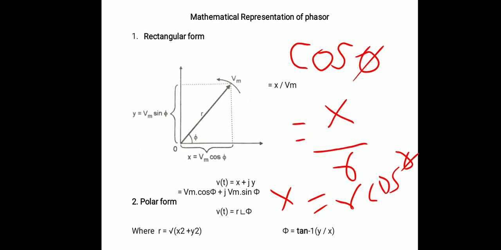r is equal to the square root of x square plus y square, which is determined with the help of a right angle triangle. Okay, and what is the value of theta? We first can write tan theta is equal to y by x, and then theta is equal to tan inverse of y by x. By putting this value in the equation, we get the polar form representation of the phasor waveform. Okay, so we have understood what the rectangular form representation is and what the polar form representation is.